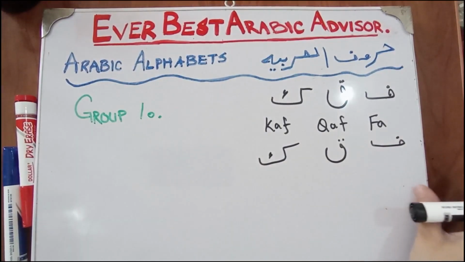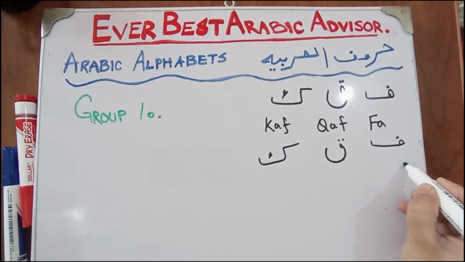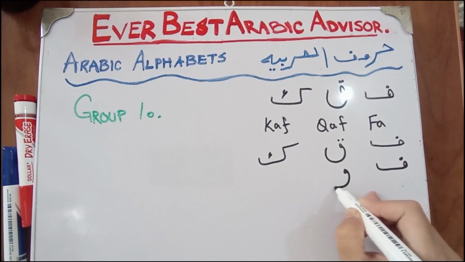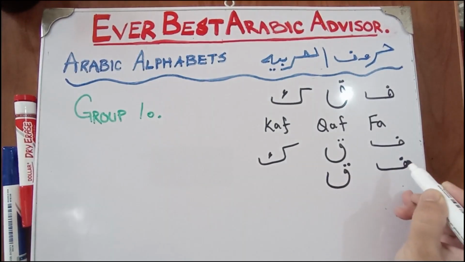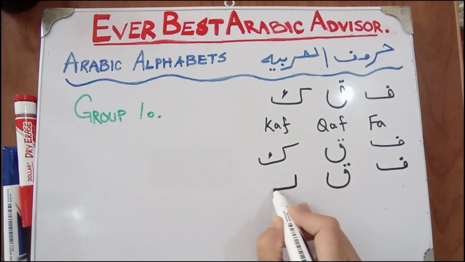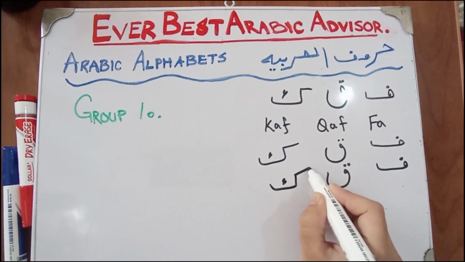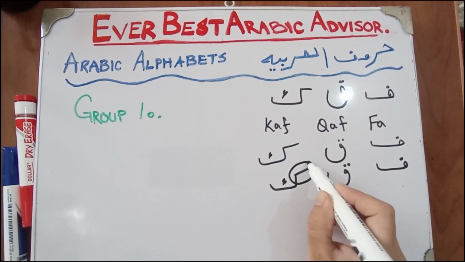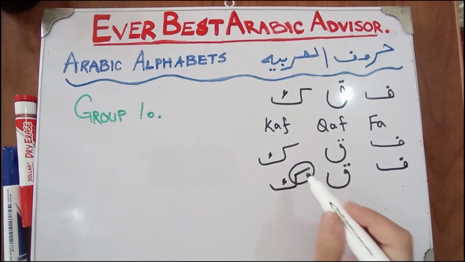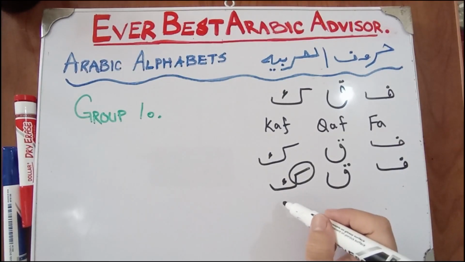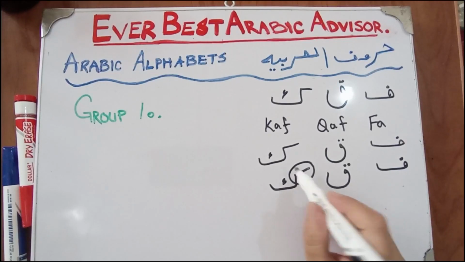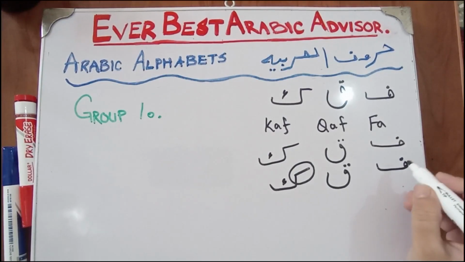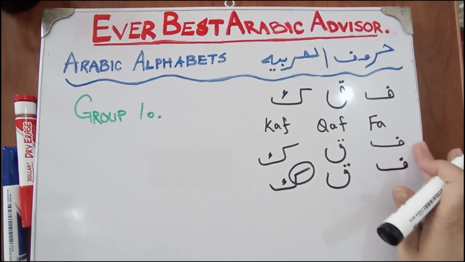Let's try writing it again. A circle with a straight shape is a fa. A circle with a circle shape and 2 dots is qaf, and kaf is actually in this shape with this stick over there. Why I'm emphasizing the stick, you will see in the half shape, because when letters are joined in the middle, at the end, and at the beginning, only the stick is used to represent the letter kaf.